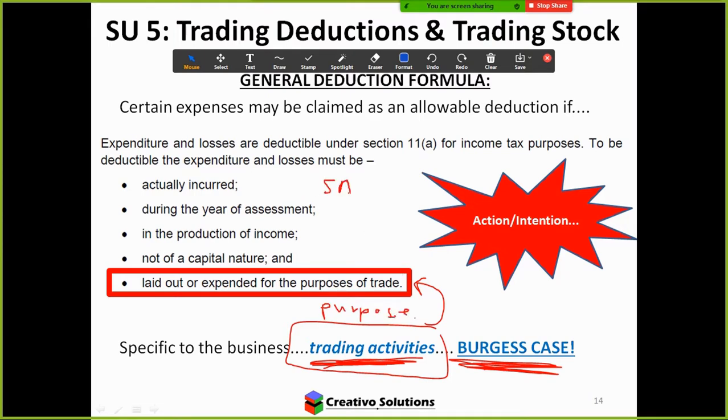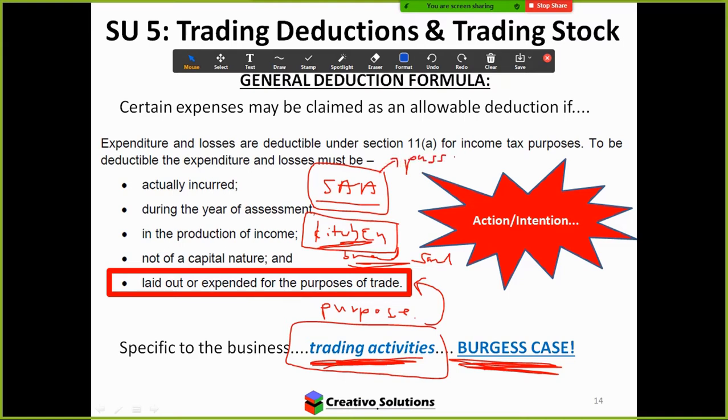Maybe not the best example, but let's assume SAA had a kitchen. And now we're going to be buying flour so we can bake some bread in the kitchen. Maybe we're going to give that bread out at a function, whatever the case might be. It's not laid out or expended for the purposes of a trade. But let's assume in that kitchen you're baking bread and sandwiches to give the passengers on the plane. Would you be able to deduct that? No. Yes, it's purposes of a trade. You've got to give passengers something to eat.